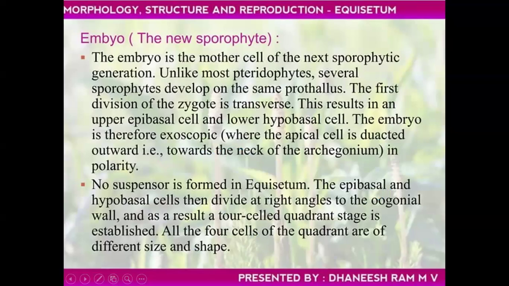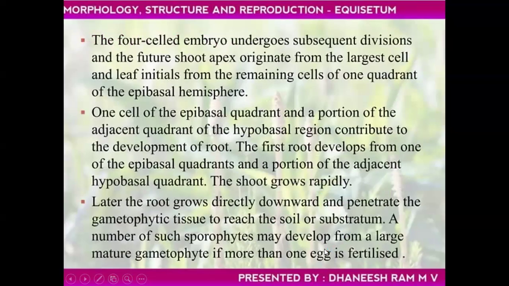The epibasal cell and the hypobasal cell divide at right angles to each other to form a four-celled quadrant stage. All four cells of the quadrant differ in size and shape, and this four-celled embryo undergoes subsequent divisions, which first result in the shoot apex and the leaf initials.